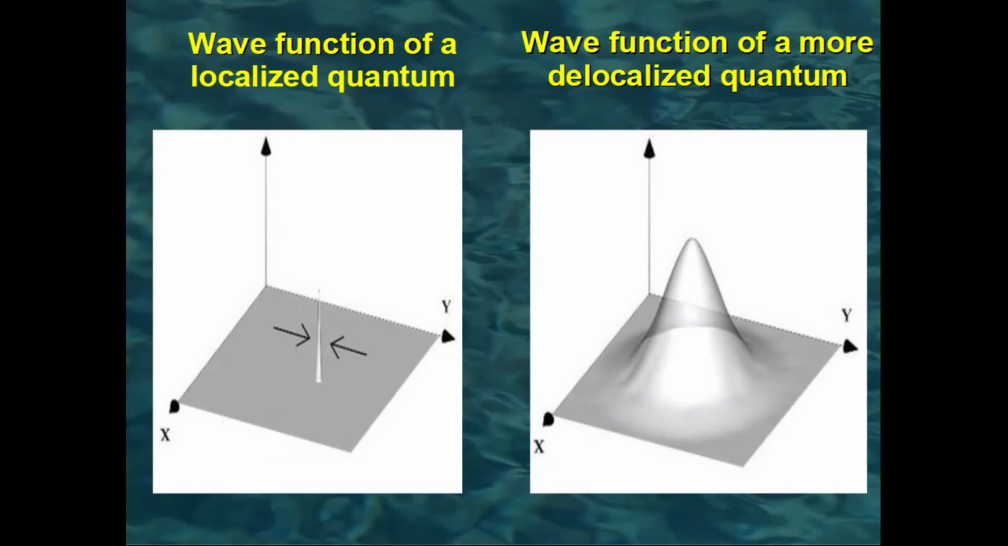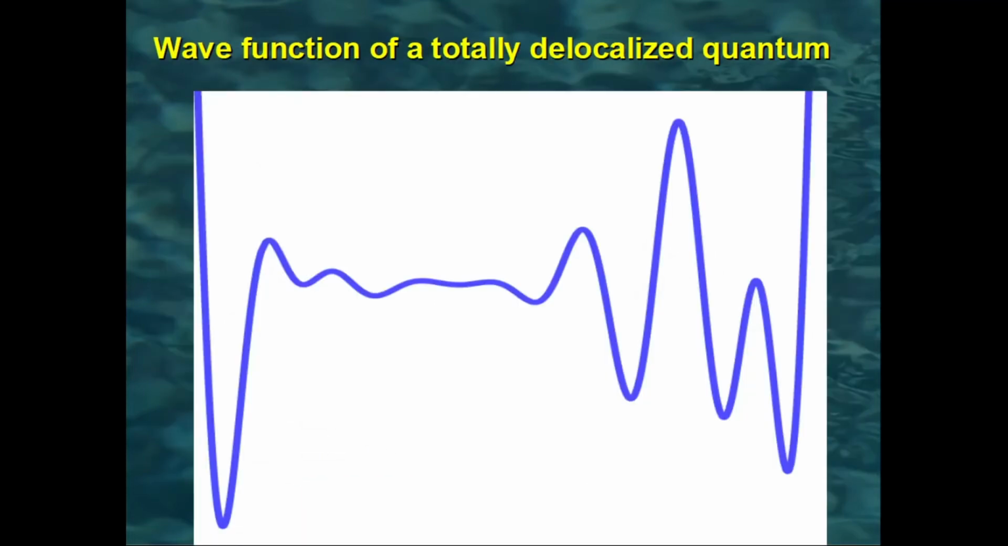The graphical representation of a wave function describing a partially delocalized quantum would be more flattened, like the one in the figure on the right. In this image, we see instead an example of a wave function describing a totally delocalized quantum, because it is not possible to attribute to it, even approximately, neither a position nor a trajectory.